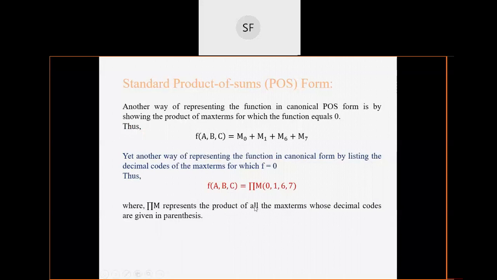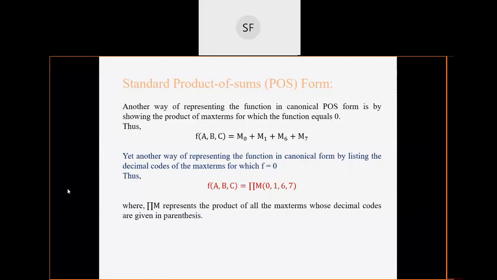Then again, I have kept the same flow. If you observe the flow, product of sum and sum of product are exactly equal. In case of sum of product, we have written the same representation, but what was the difference? Small m was there. In case of product of sum, capital M is there. So just remember this, if you write capital in place of small, or small in place of capital, then it will be wrong.